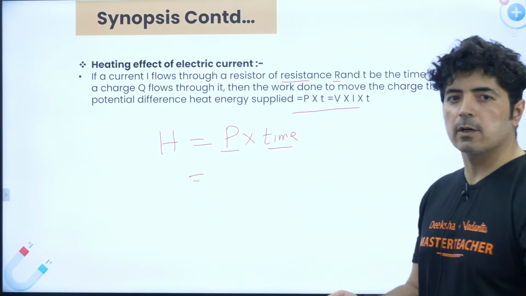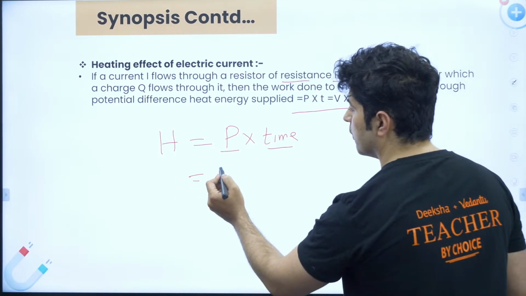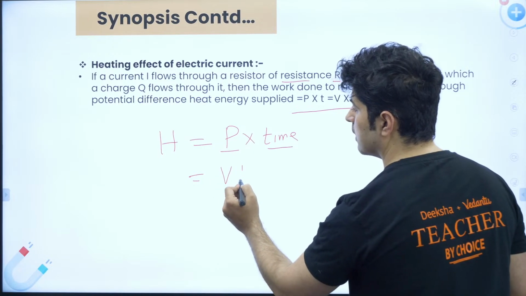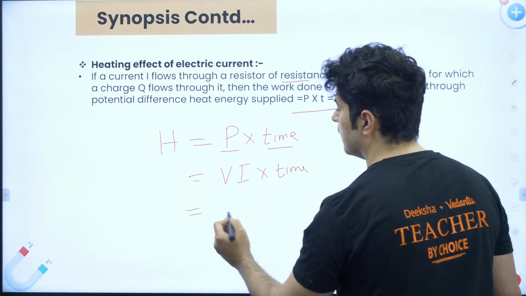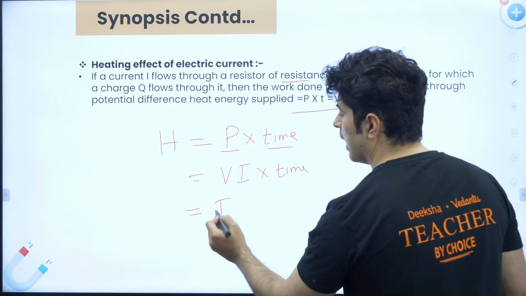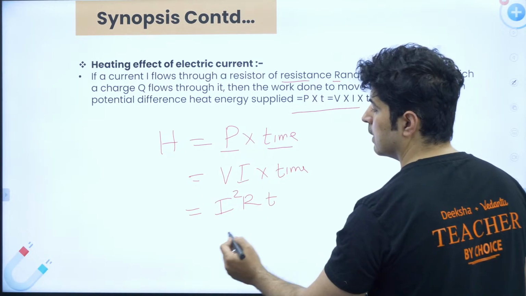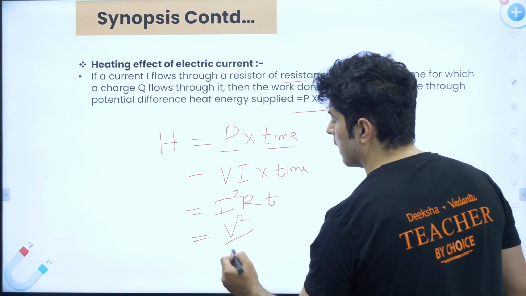And what were the formulas of power we had? VI, right? So I can write VI into time. So this is my first formula, or I can write VIt. Second formula I can write I square R into time. And third formula I can write V square by R into time.